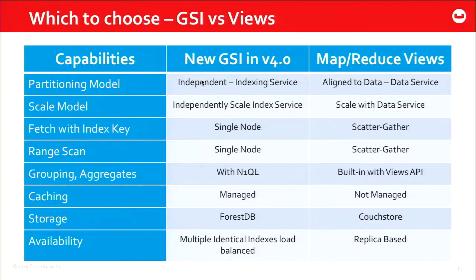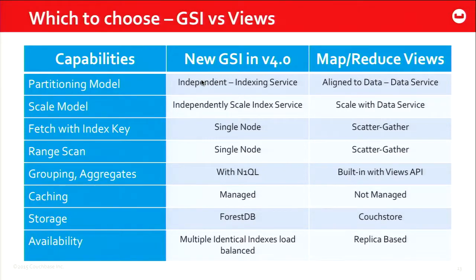When it comes to grouping and aggregations, Nickel can actually do them. You can write a reducer in the view case to be able to pre-compute that. When it comes to caching, because of ForestDB and the latest technology inside GSI, it does a better job of managing cache. Caching of the indexes versus views is not up to date in some of the caching they actually do. Storage is different, CouchStore versus ForestDB.